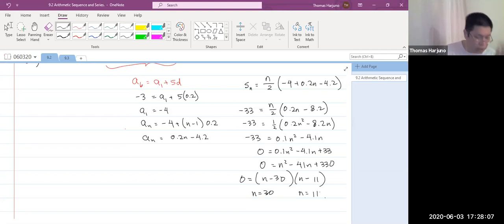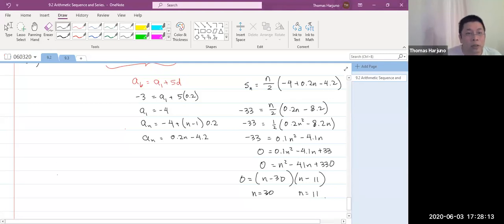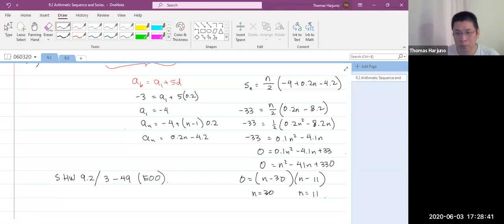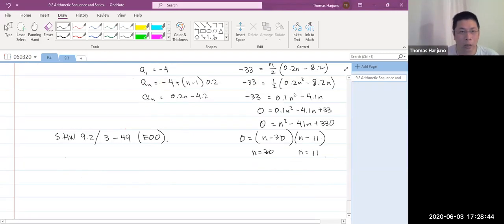Okay. Now suggested homework from here. I don't want you to do a lot such that you don't have enough time for your test 4. Just do some, okay? Let's say from number 3, I suggest you do from number 3 to number 49, but just do every other odd. Okay, don't do too much. Get used to the manipulation of the formulas. Get used to how to manipulate the formulas.